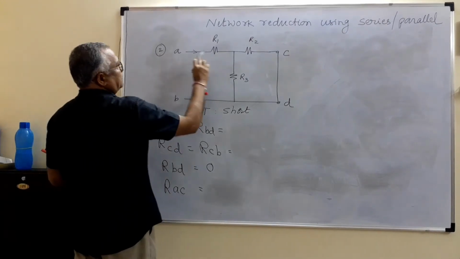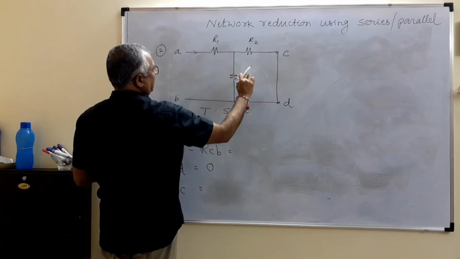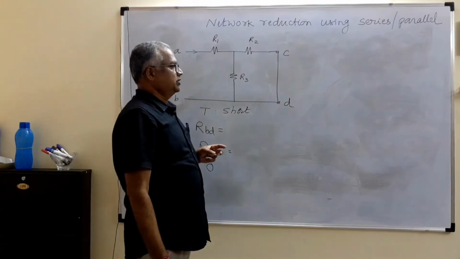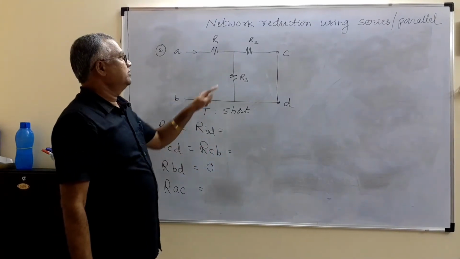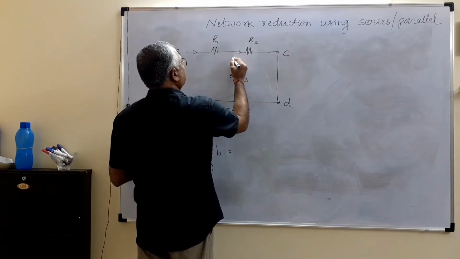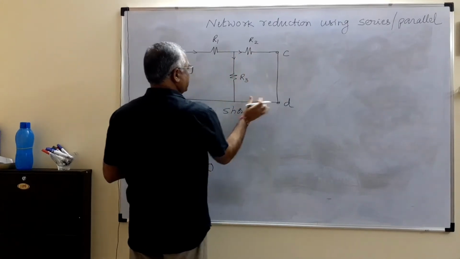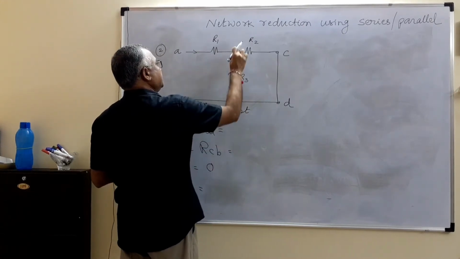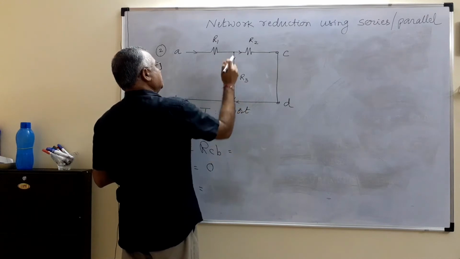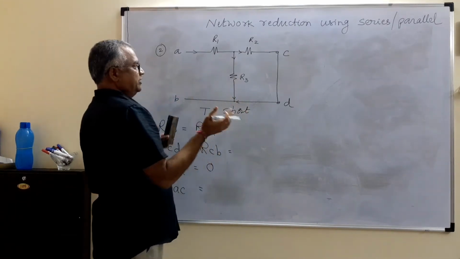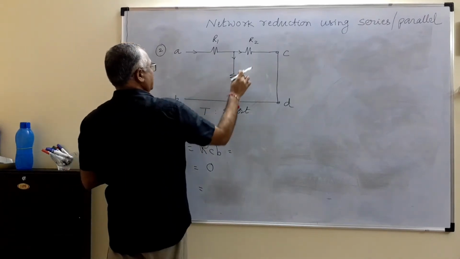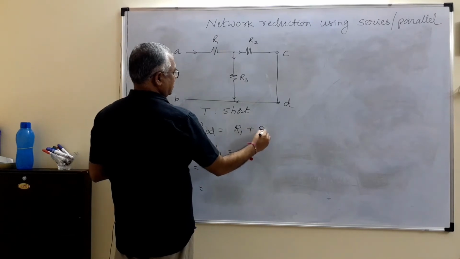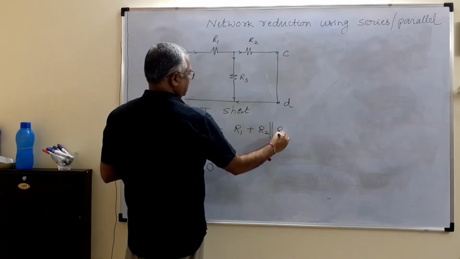RAB. Here R2, R3 are parallel. Why parallel? What is basically the property of parallel? Voltage should be same, current should divide. So here current is dividing, and this divided current combines here. Between these two points, current divides then adds up, so what is the same? Voltage is the same, current dividing. Therefore these two are parallel, in series with R1. So R1 plus R2 parallel with R3.